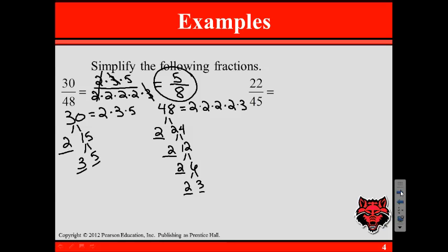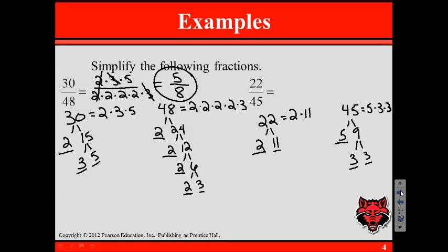Let's try the same thing with 22 over 45. So I'll make a factor tree with 22. 22 divided by 2 is 11, and 2 and 11 are both prime numbers. So 22 equals 2 times 11. 45 can be divided by 5. 45 divided by 5 is 9. 5 is a prime number. 9 can be divided by 3, and that is 3. We have all prime numbers, so 45 is 5 times 3 times 3.